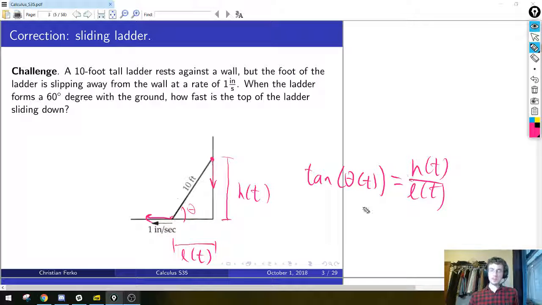Our strategy last time was to differentiate both sides of this equation, and then we saw that that involved theta dot, h dot, and L dot. So we wrote down a second equation in order to eliminate one of those variables. I think we also wrote down cosine of theta of t is the adjacent L of t over the hypotenuse, which is constant, this fixed 10 feet. So the strategy was to write down these two equations, differentiate them, and then find the rate of change of the height, h dot of t, at the time when there's this 60-degree angle.